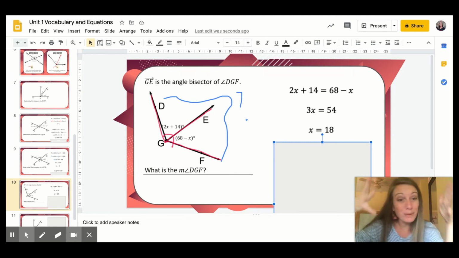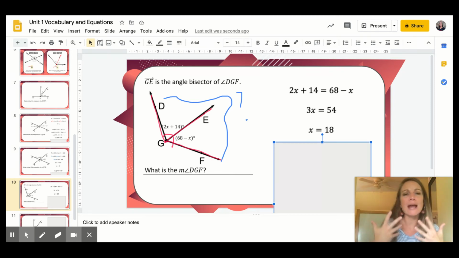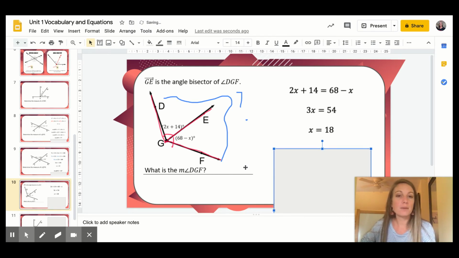I need the whole big angle, but I don't have an expression for the whole big angle. I have an expression for the smaller angles. I know that one of those smaller angles plus the other smaller angle gets me the big angle. I also know that one of those angles times 2, because they're the same thing, gets me the big angle. So I could pick any one of these. I picked 2x plus 14.